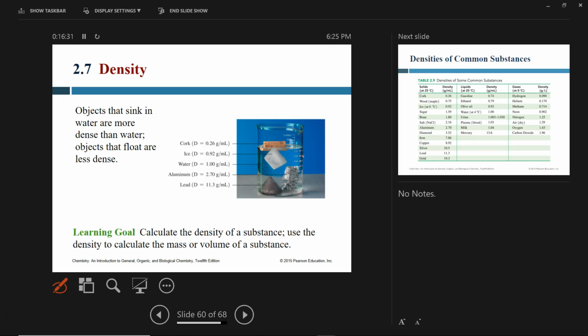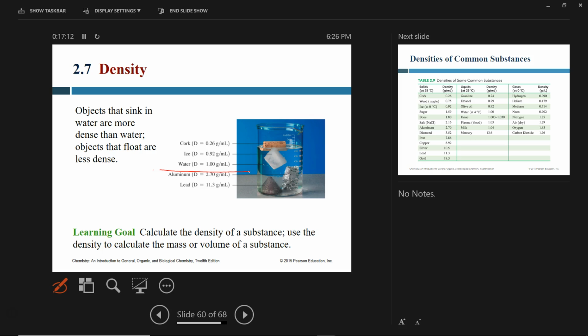Now, why do we care about density? What's the importance? Well, first, it allows us to predict whether something is going to float in a certain liquid. All right? So water has a density of 1 gram per milliliter. Which means that ice, with its density of 0.92, as far as I can see, I never can remember that, is less dense than water, and it's going to float in the water. That makes sense?